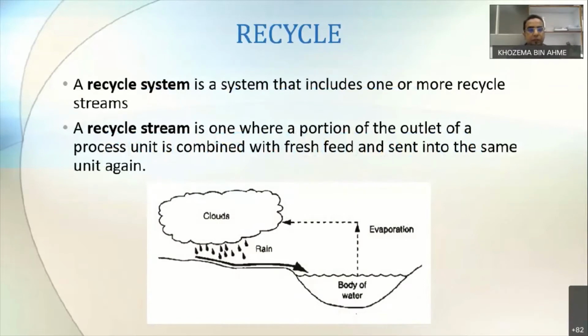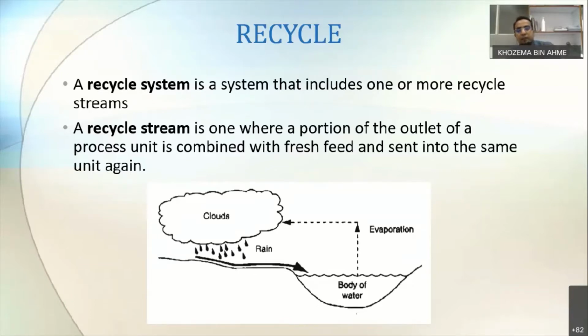The definition of a recycle system is a system that includes one or more recycle streams, meaning a stream where some portion of the outlet of the process is combined with the fresh feed and sent into the same unit again. So recycle is basically when you have a product, and some of the product you recycle back to your feed and combine back to your feed. And we will have recycle in almost every reaction system. We will look at this after this.